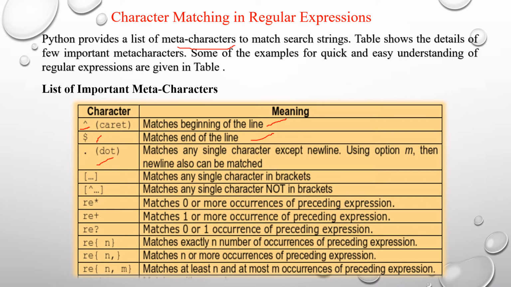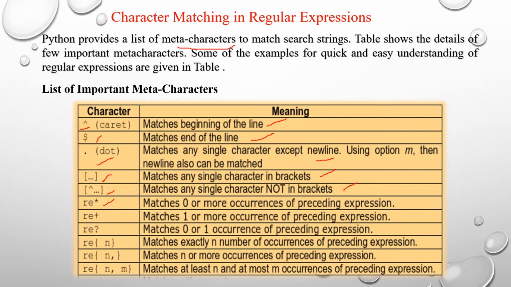Dot character: the meaning of this dot character is matches any single character except new line. Using option M, then new line can also be matched. Next is the square bracket, and within the square bracket we are using a dot. The meaning of this is matches any single character in brackets. Here caret and dot within the brackets: the meaning of this is matches any single character not in brackets.